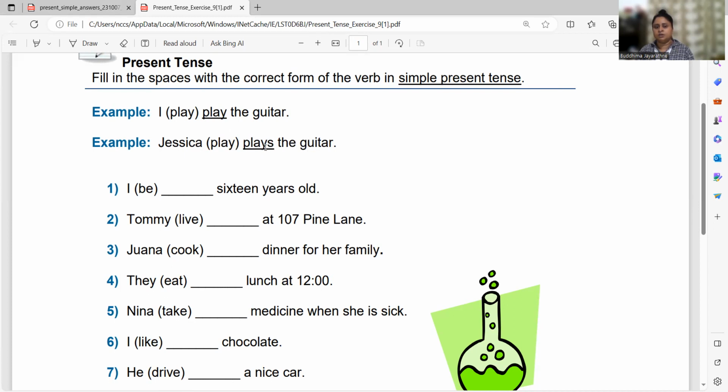So this is a special occasion, you see, that yes, it ends with play. It ends with Y. But though it ends with Y, before Y, it's A. It's not a consonant, it's a vowel. So you do not cut Y and add ies. Instead, you leave Y as it is and add S. So that's a special case. So you have to learn that.